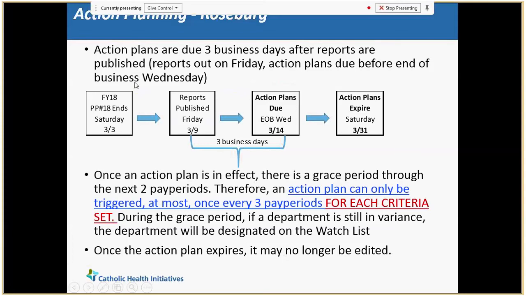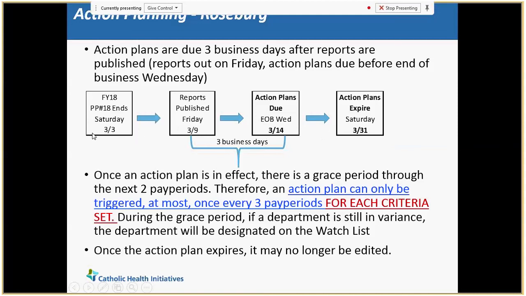So thinking about it from the Roseburg perspective, on March 3rd, if an action plan went into effect, you would know about it on March 9th when the reports go out. Action plans would be due the following Wednesday, and then between March 14th and 3/31, assuming you've submitted your plan there, it's really in the approver's hands to review it and sign off on it. So that's a 3 pay period time span.